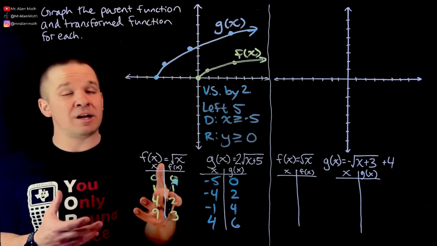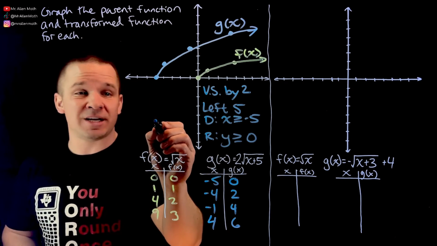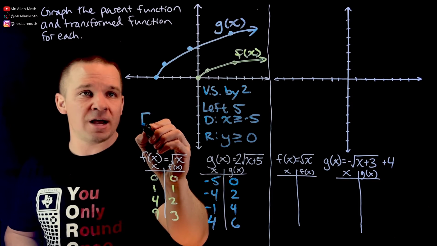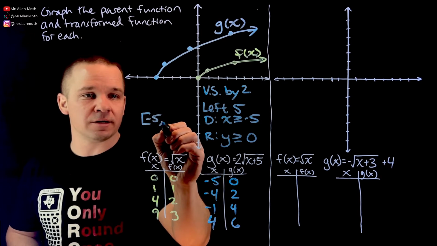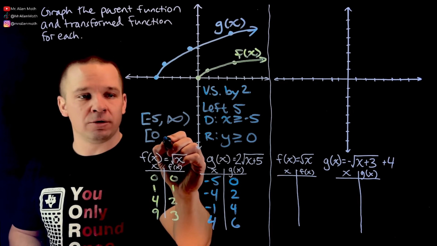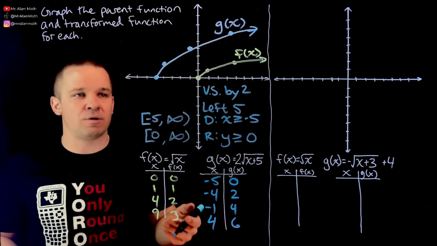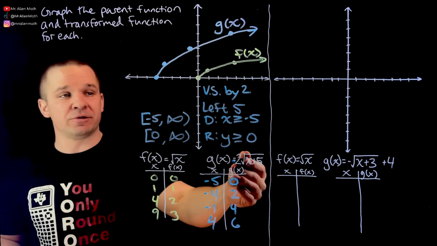If you see that written in interval notation rather than the inequalities, here's how you'd write it, just in case your teacher uses this. The domain would be from negative 5, including it, to positive infinity, and the range would be from 0, including it, that's the bracket, to positive infinity. Okay, so that's the interval notation way. This is often referred to as set builder notation.